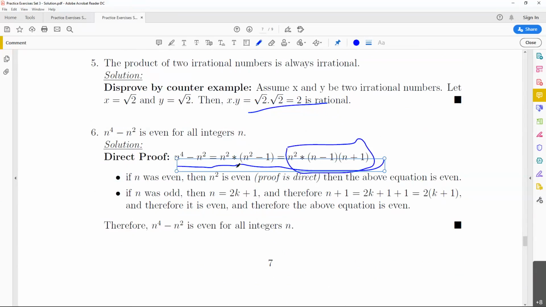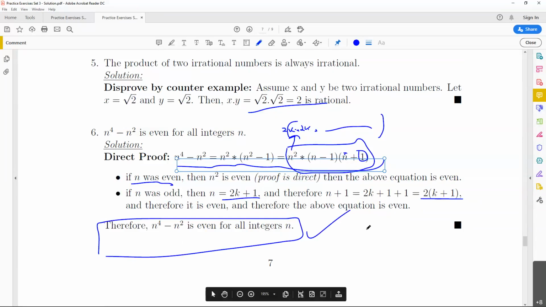Now the cases, if n is even, then n squared is going to be even, right? Even times even. 2k, 2k times whatever, it's even. It's 2 times something. If n was odd, so n is 2k plus 1. Well, you have here 2k plus 1, and you add a 1 to it. So it's going to be something that's even. So, yes, the multiplication is also even. Finally, you proved this. It is even for all integers n.